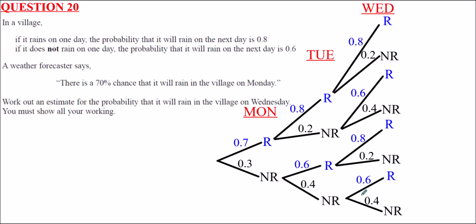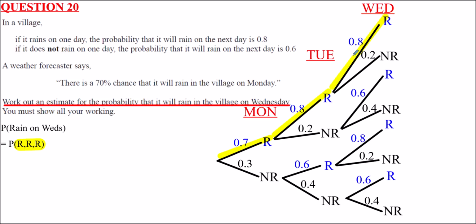So as you can see here, because the question is asking us the chance it will rain on Wednesday, there's 1, 2, 3, 4 ways, 4 scenarios how it could rain on Wednesday. So the 4 scenarios, the first one, it could rain, rain, and rain again. It could be this branch here. It could rain, then rain, then rain.